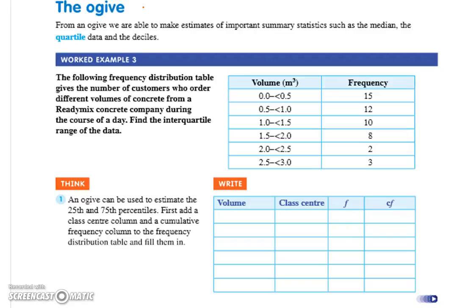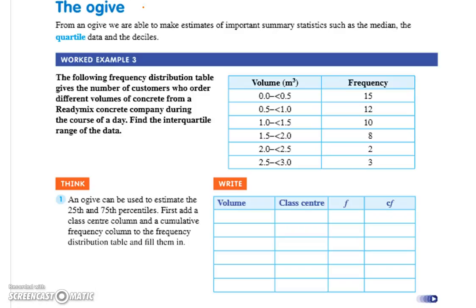All right, so you guys were asking about the difference between the polygon and the ogive. The frequency polygon is handy, but the ogive actually tells us a lot more. You can make estimates now. An ogive is not going to be exact when you read things off the ogive because it is just a line, but you're able to make estimates on things such as the medians and the quartiles and the deciles.